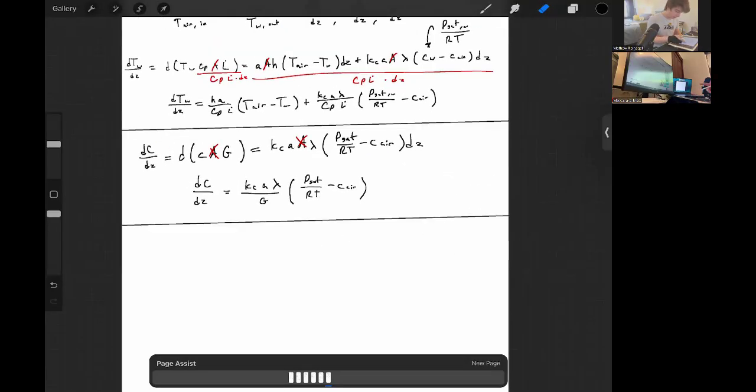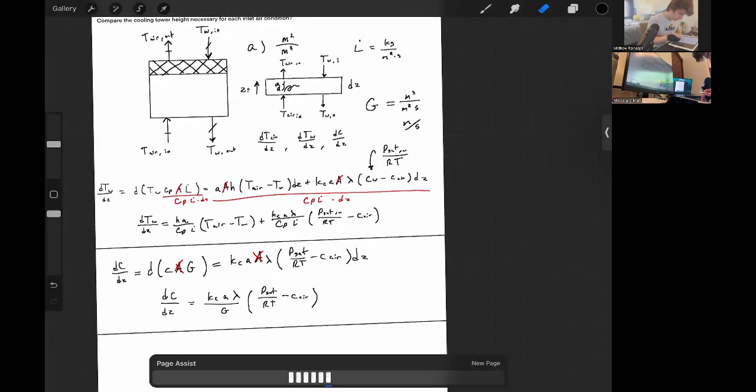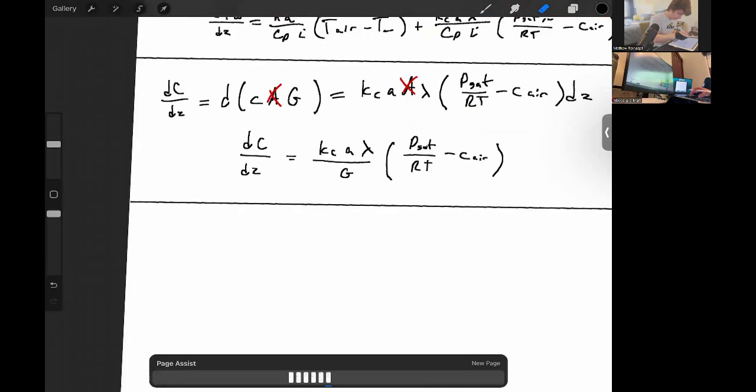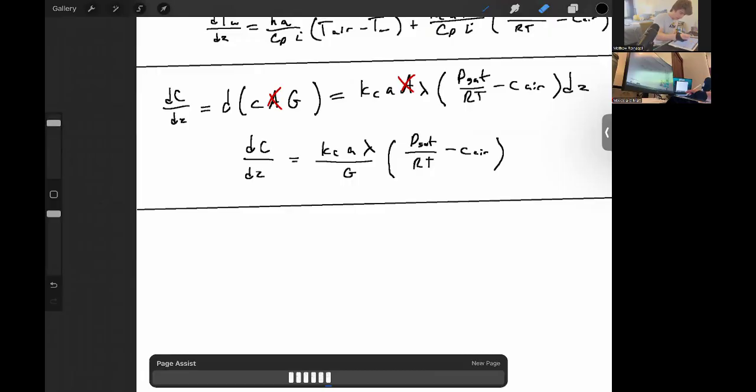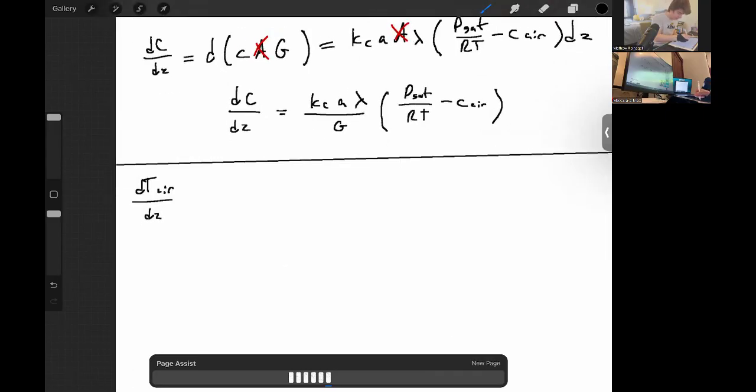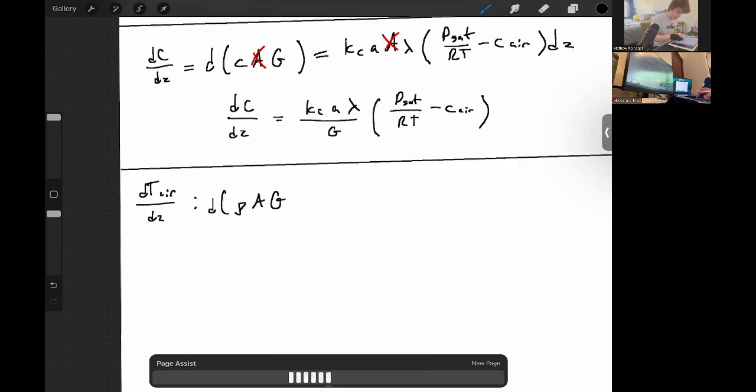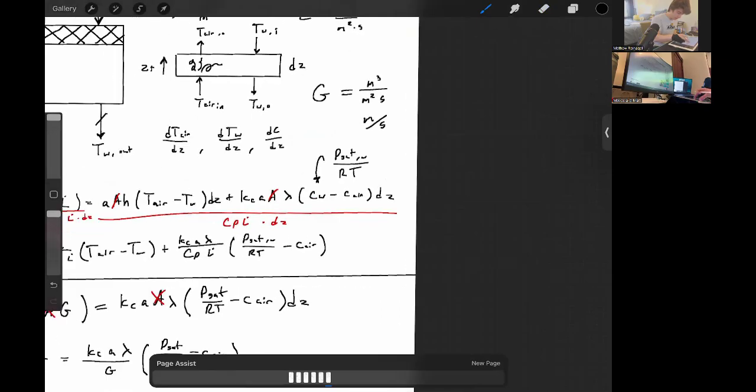Now for the change of air. So find the change of temperature of air across some distance. This one's going to be the most algebra. So this is going to be the change of density, multiplied by area, and the same discrete velocity that we had solved for earlier.